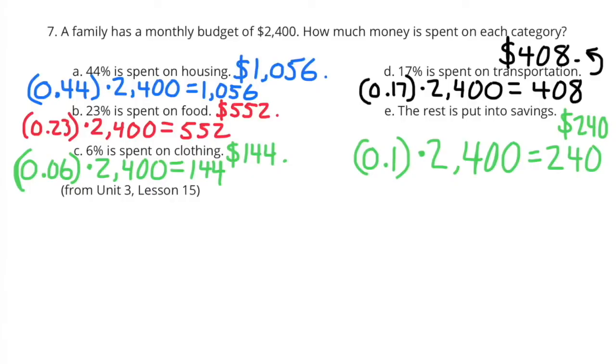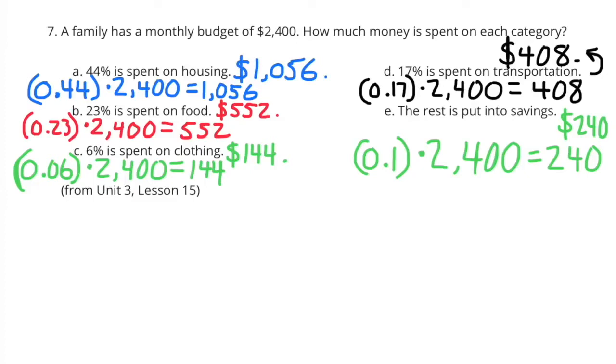D. 17% is spent on transportation. 17 hundredths times 2,400 equals 408. They would spend $408 on transportation. E. The rest is put into savings.